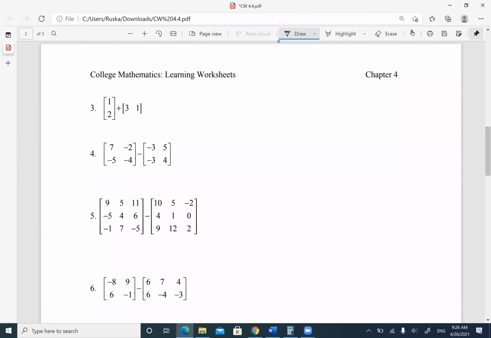Okay, so we do number 3. So number 3, what is the dimension for the first one? How many rows? 2 rows by 1 column, right? 2 by 1. Now the next matrix here, you have 1 row and 2 columns, right? So this is undefined because they're not the same. 2 by 1 is not the same as 1 by 2. So this one is undefined. Everybody understand that? The operation is undefined because the dimensions of the matrices are not the same. Make sense?